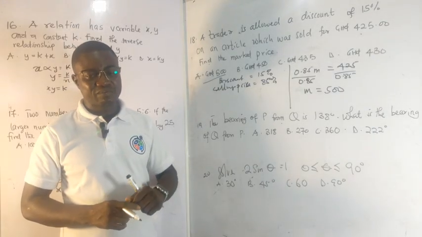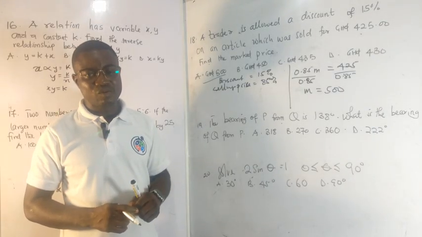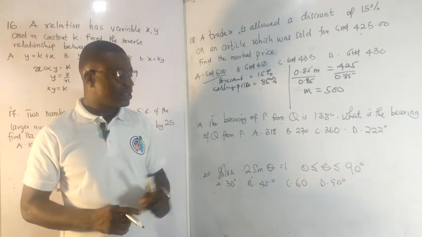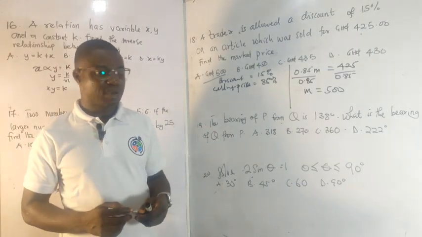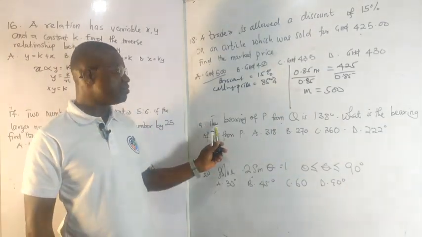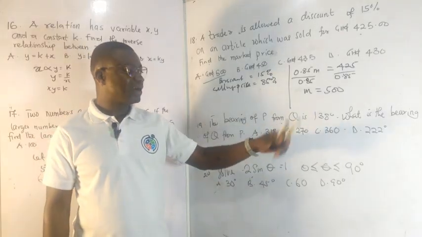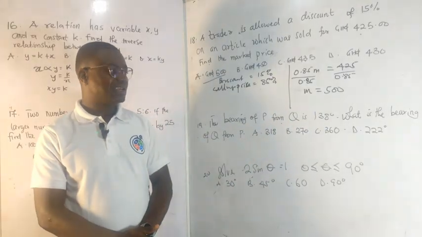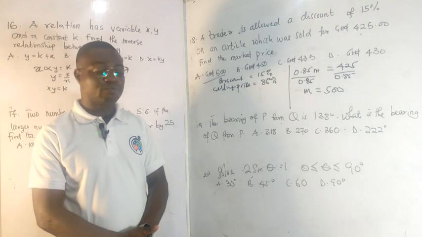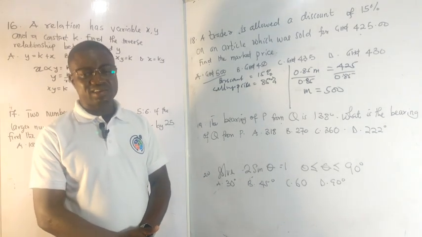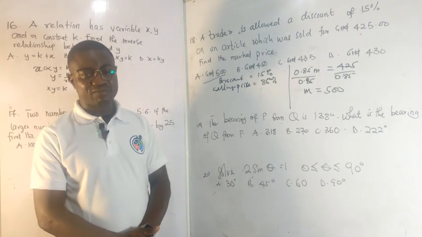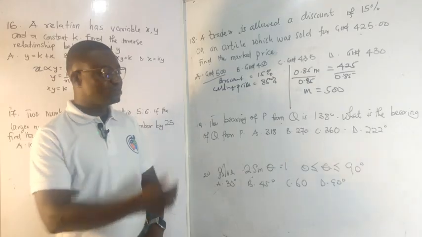Mind you, you'll never miss questions like this in your WASSCE exam. Now we look at this question and it is bearing. It says the bearing of P from Q is 138. What is the bearing of Q from P? Can you take a second and go through and find out the result? Now let's go through the question.